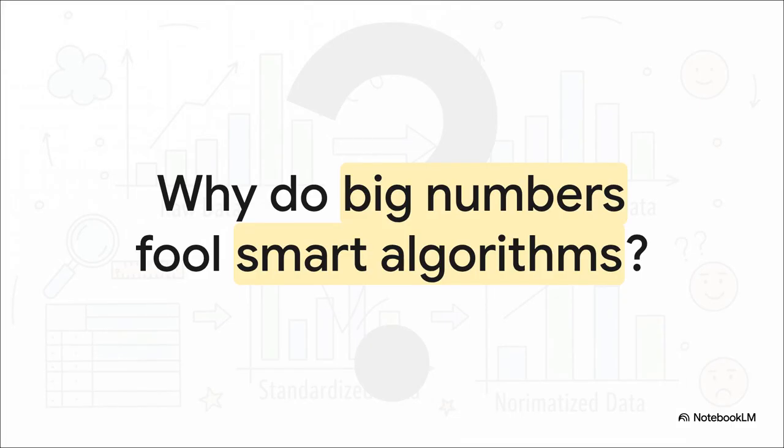So let's start with a question. Why is it that huge numbers can so easily fool our really smart algorithms? I mean, it seems kind of strange, right? Well, it all comes down to a problem of scale, and it's the exact reason we need techniques like standardization and normalization in the first place.